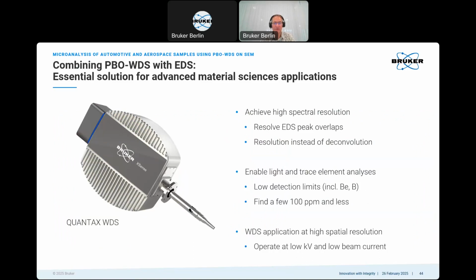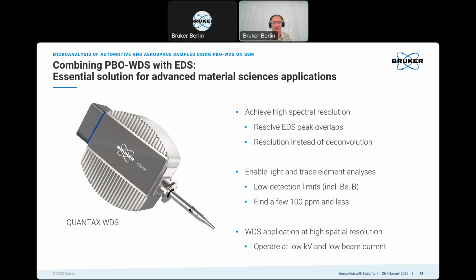And with this, I want to summarize. So the combination of EDS and WDS is an essential solution for advanced material science applications. We can achieve high spectral resolution with the WDS and resolve EDS peak overlaps. We use peak resolution instead of deconvolution. The usage of WDS enables light and trace element analysis.